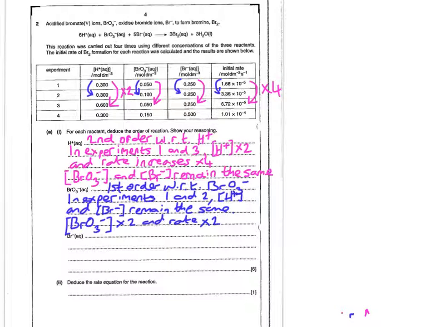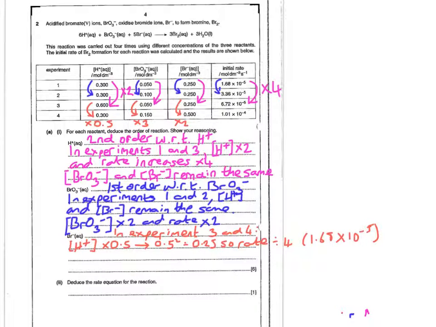So it's first order with respect to BrO3, because if you look at experiments 1 and 2, H plus and Br minus remain the same, but the BrO3 minus concentration doubles and the rate doubles, so that means it's first order.